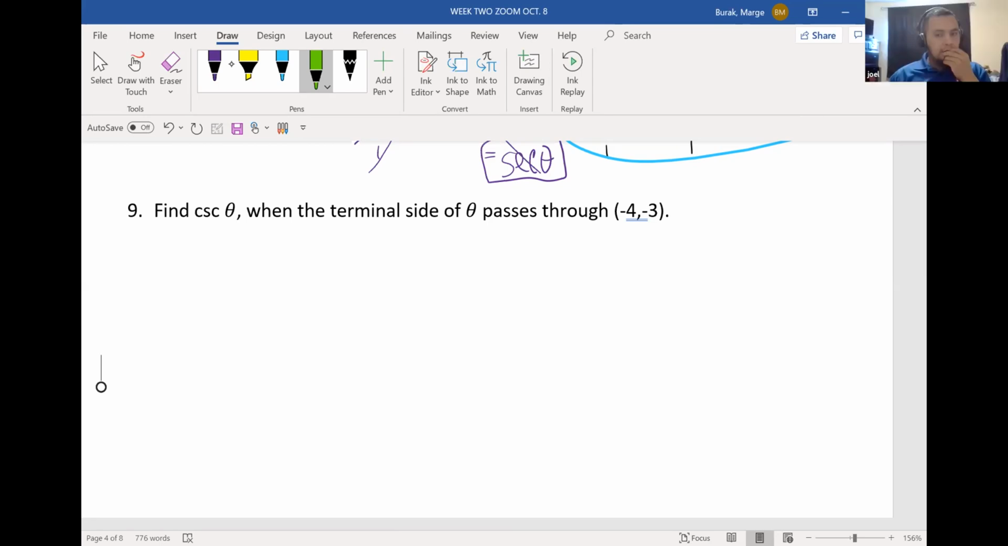I cannot hear you very well. Oh, okay. Thank you. Okay, go ahead and do this problem. I'm going to switch to the other computer.